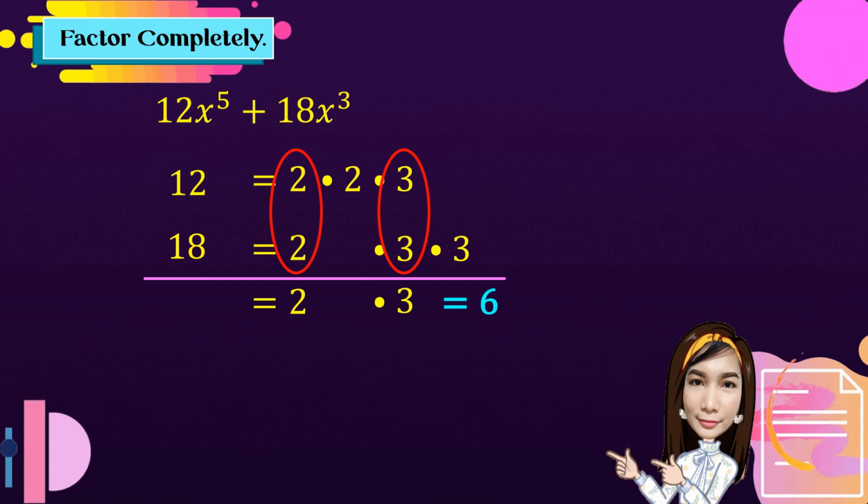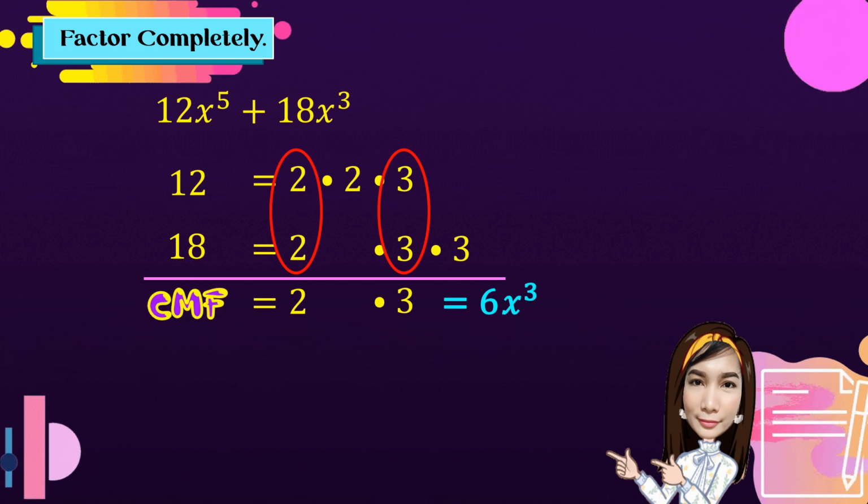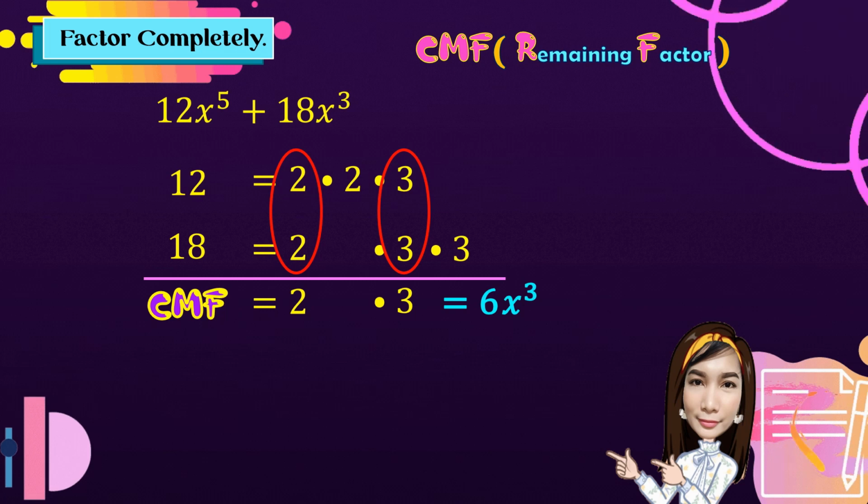We have 6. Now for the literal coefficient, or the variable, x to the 5th and x cubed, the smallest exponent is 3. So that will be our common monomial factor. Now we're going to write it in the form of common monomial factor times the remaining factor.